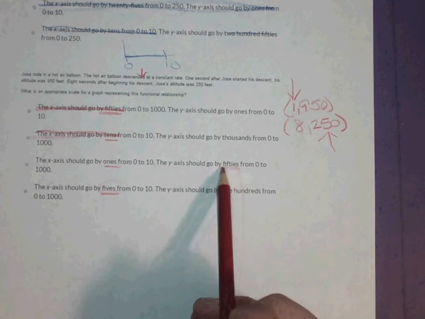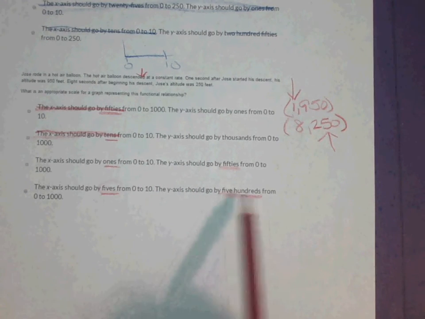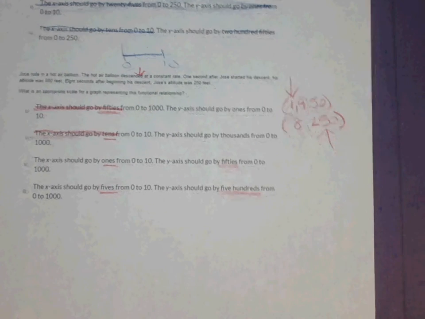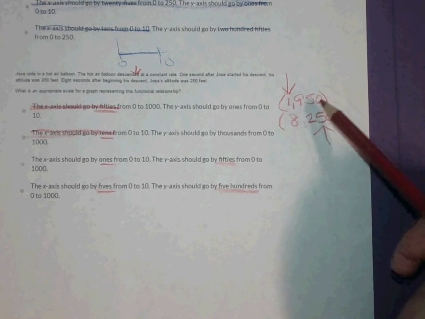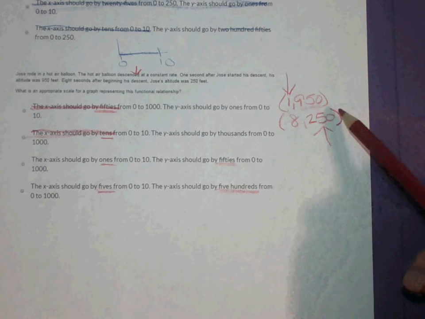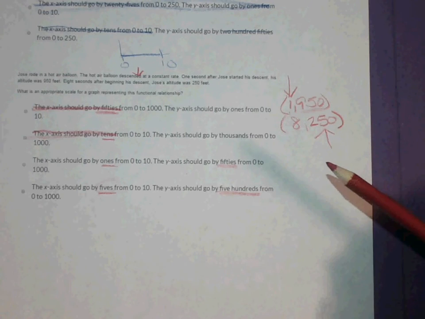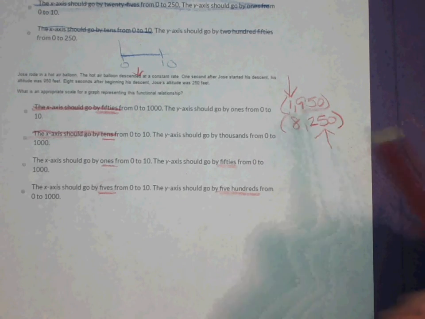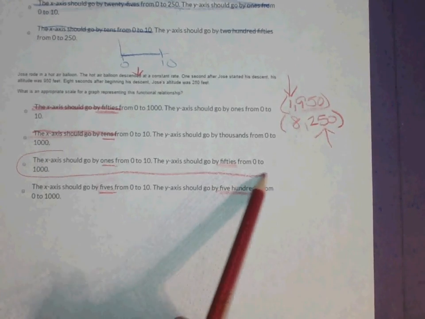This one says the y-axis should go down by 50s, and this one says by 500s. Which one is more realistic? Well, we're trying to go down to 0. If he starts, or at 1 second is at 950, if we're counting by 500s, we'd only have 2 marks on the scale. So I think our best answer is to go by 1s and to go by 50s.